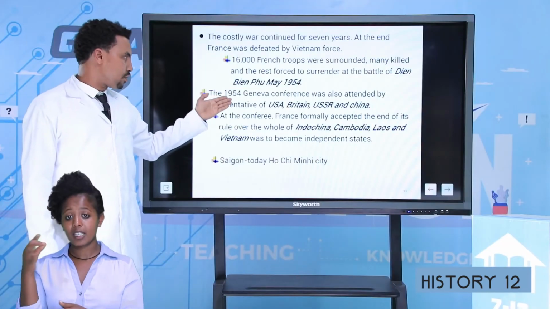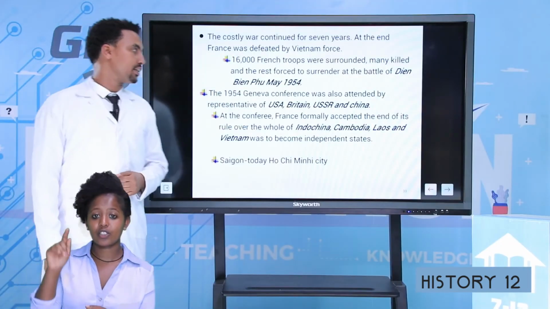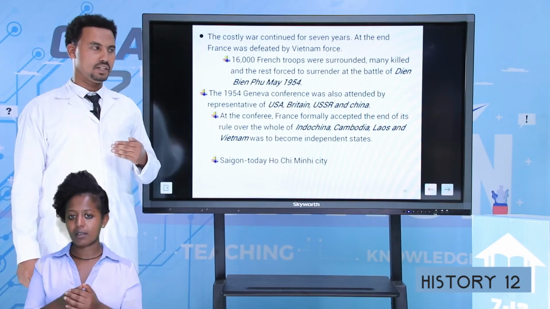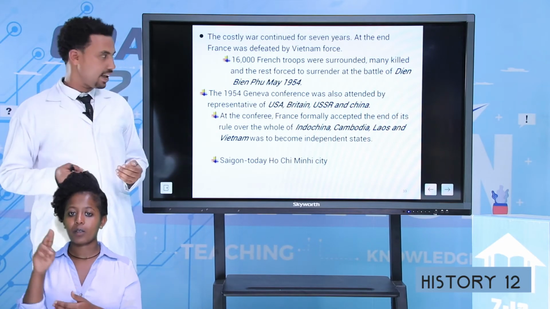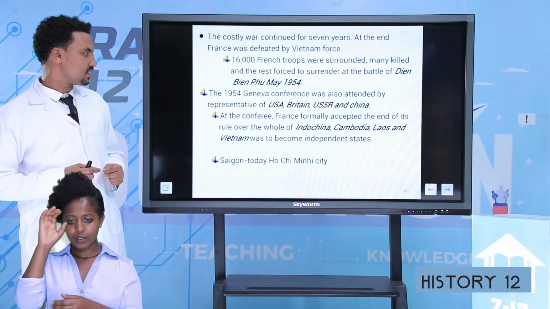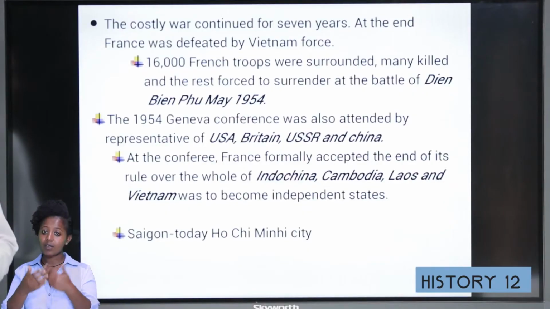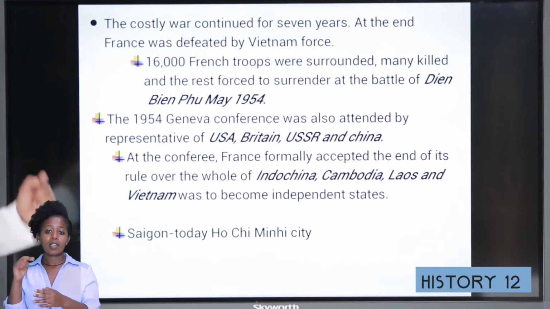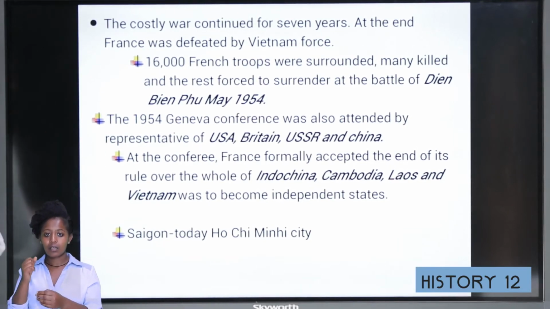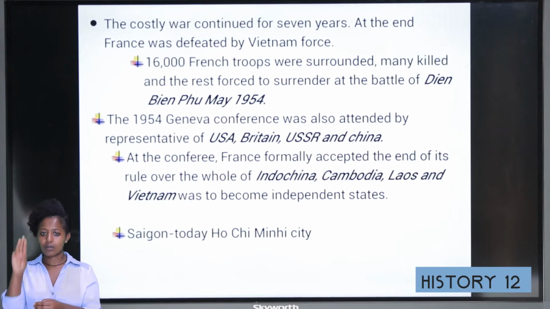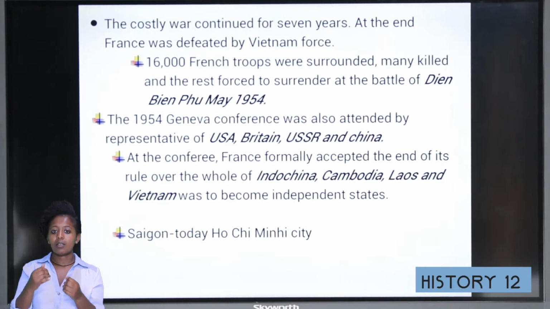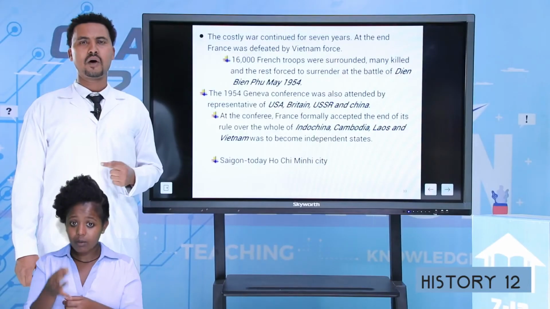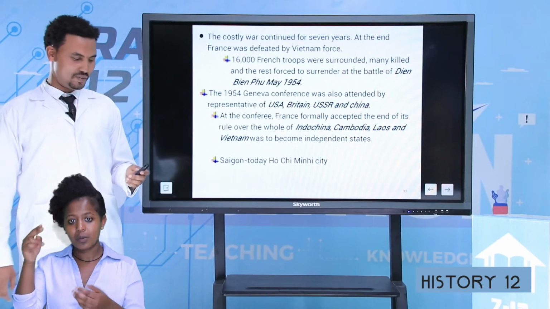In 1954, the Geneva Conference was also attended by representatives of the USA, Britain, the USSR, and China. At the conference, France formally accepted the end of its rule in Indochina, including Vietnam, Cambodia, and Laos. Those states became independent. The base of Ho Chi Minh was Saigon. Saigon is nowadays Ho Chi Minh City.